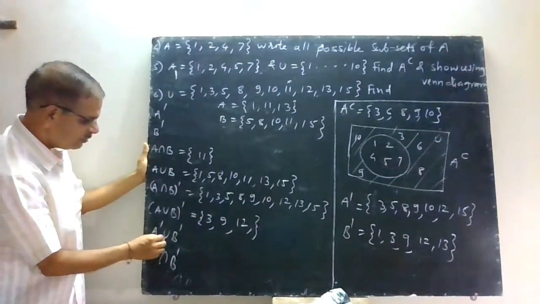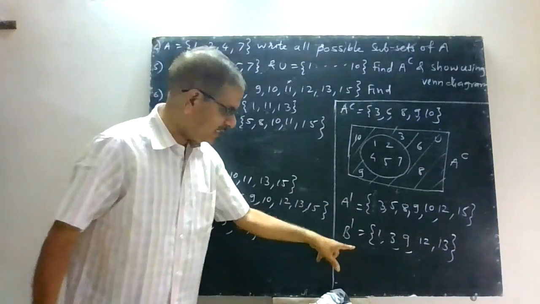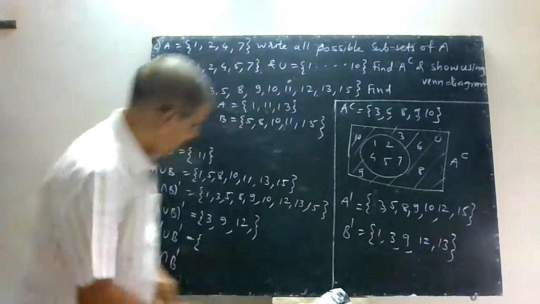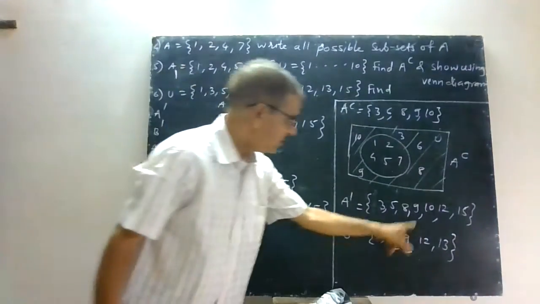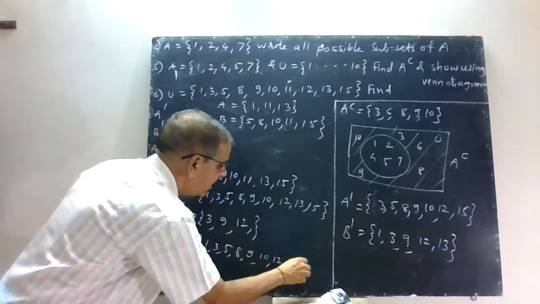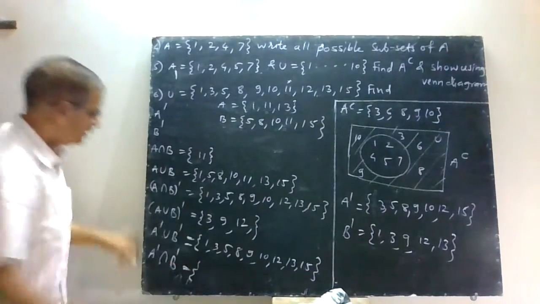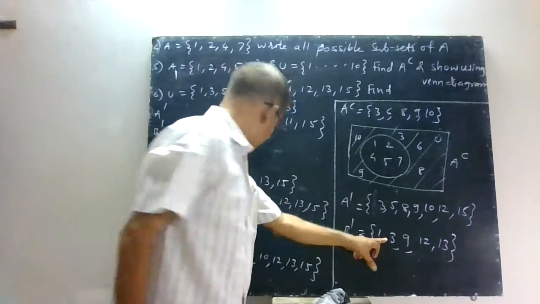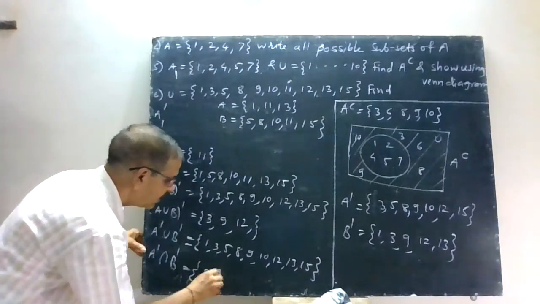Now A complement union B complement. This is your A complement and this is your B complement. All the elements from these sets: 1, 3, 5, 8, 9, 10, 12, 13 and 15. And in A complement intersection B complement, this is your A complement and this is your B complement. The common elements are 3, 9 and 12. So it is 3, 9 and 12.